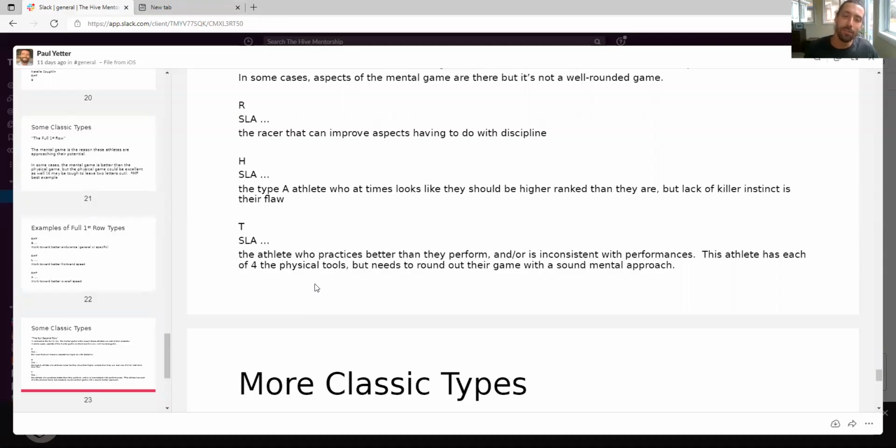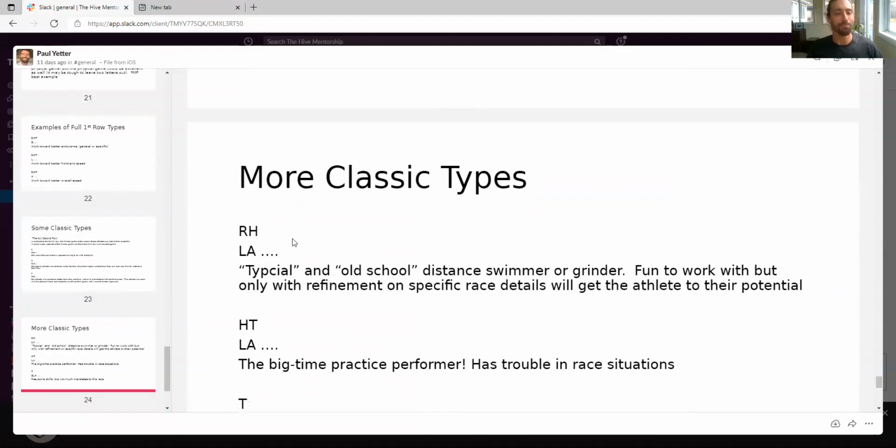If you can get them to race well, at least at times during the season, this athlete can put together some pretty good performances. Oftentimes, if you've got somebody that's really good, that's done something pretty good once or twice every year, they're one of these athletes where they've got a T and then the bottom row is full.